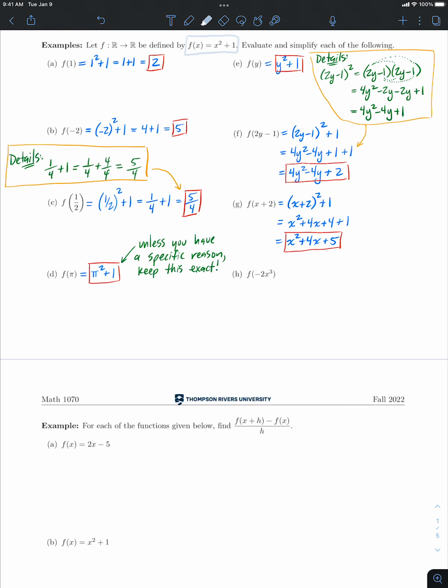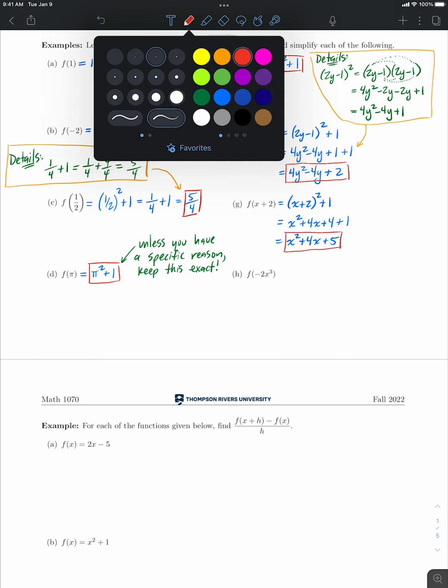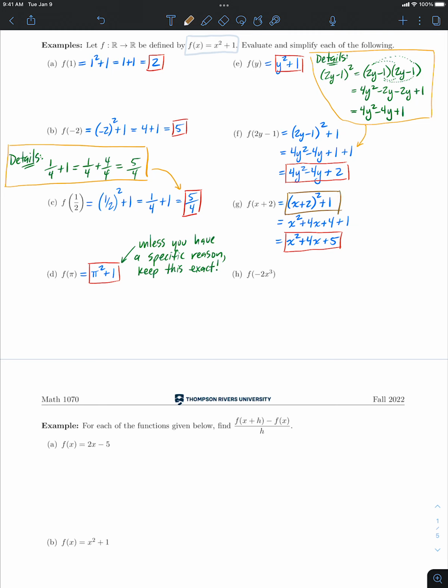But somebody might rightly ask the question, what's wrong with just leaving it like this, or leaving this one like this? And the answer is nothing, really. In a sense, the instructions are not totally clear. When we're told to evaluate and simplify, well, simplify is one of the most vague words you could ever use. What we're really doing is expanding the powers and then collecting like terms. But who's to say that this is simpler than this, or that this is simpler than this? It's kind of a subjective thing.